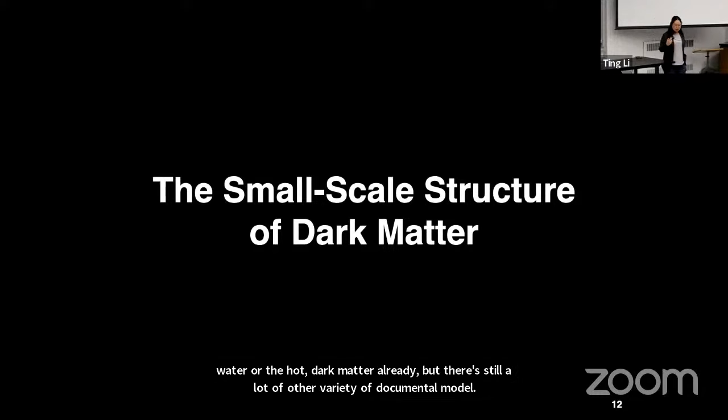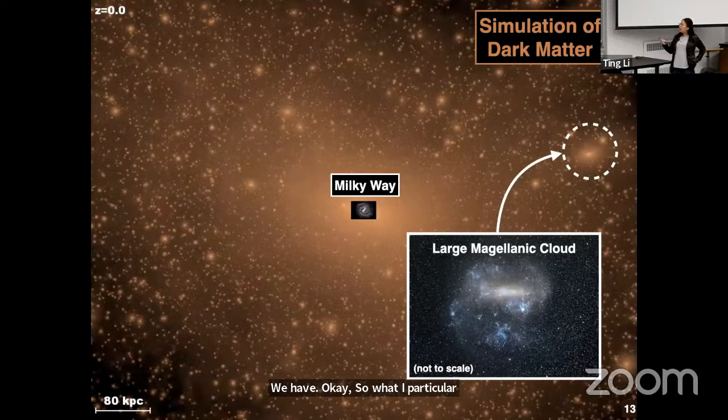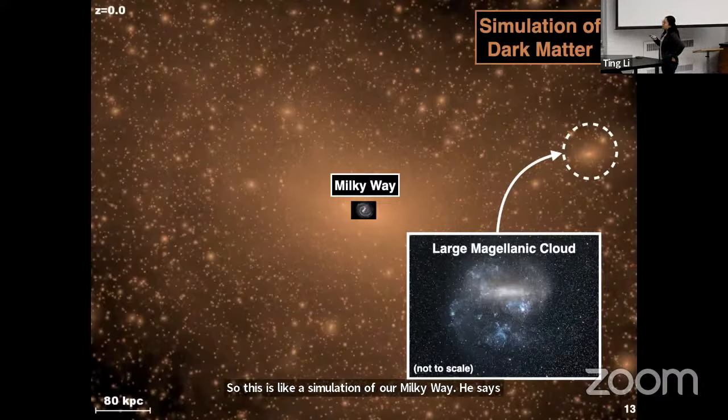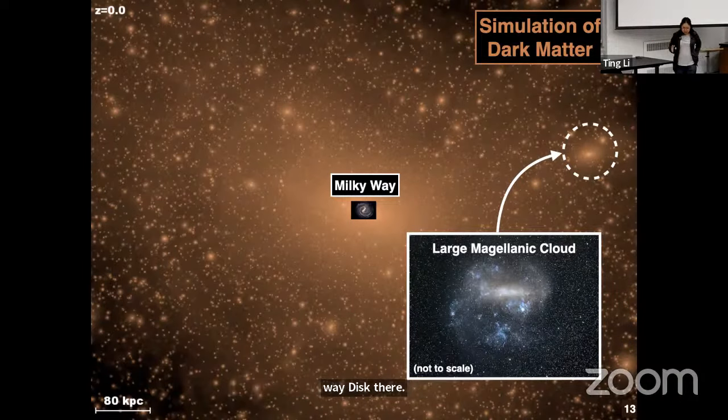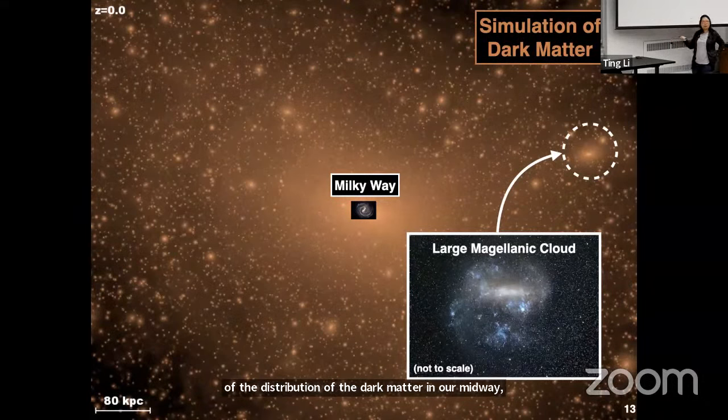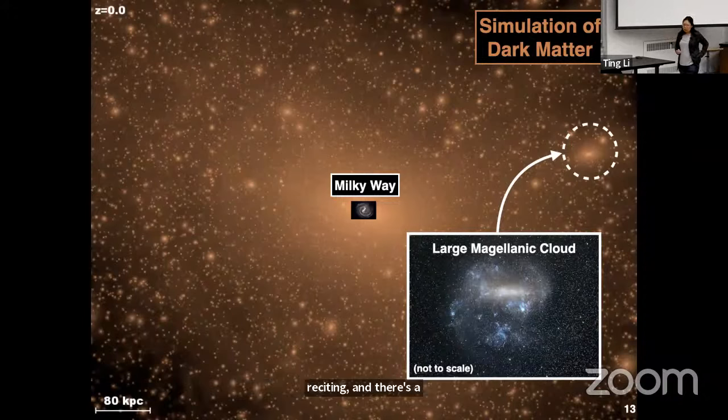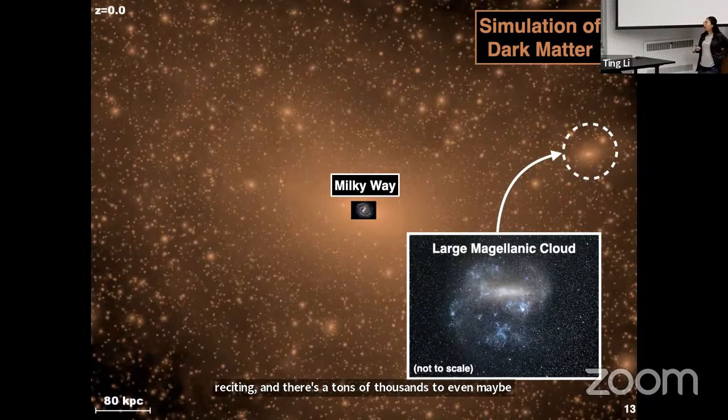Okay, so what I particularly work on is something in our Milky Way. So this is a simulation of our Milky Way. This is the visible part that we see, like a Milky Way disk there. But if you look at the sky, if you could see dark matter, this is what we think the distribution of the dark matter in our Milky Way looks like. So there's a big dark matter halo that the Milky Way is residing in. And there are thousands, even maybe millions, of these dark matter subhalos around our Milky Way.